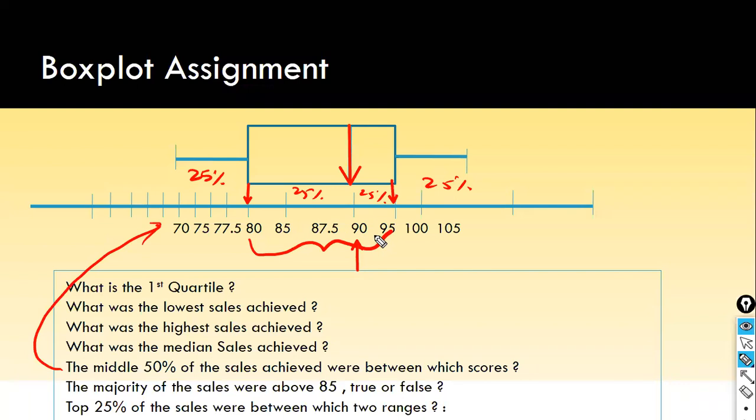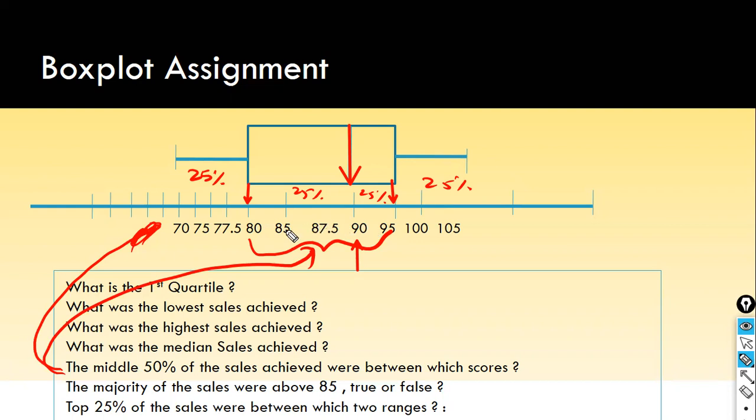70 and less than 90? No, not 70 and less than. Since I put this one, don't get confused. See here, the answer is this one. 80 and 95. In this given data set, the middle 50% of the sales value, we can see that the sales value achieved is between 80 and 95. You understood, right?